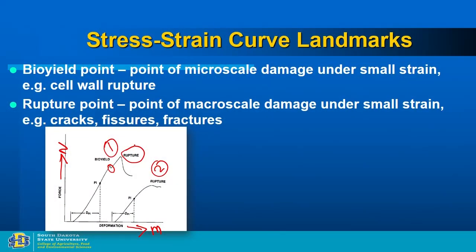Primarily these things happen for natural products, okay, not developed or processed products. You don't see this kind of bio-yield point. The final is the rupture point, a point of macroscopic damage, cracks, fissures and fractures. So if you have cracks, fissures and fractures inside the material, then macro scale damage occurs, and the material ruptures and no more testing is needed, because there is nothing else you can monitor here.